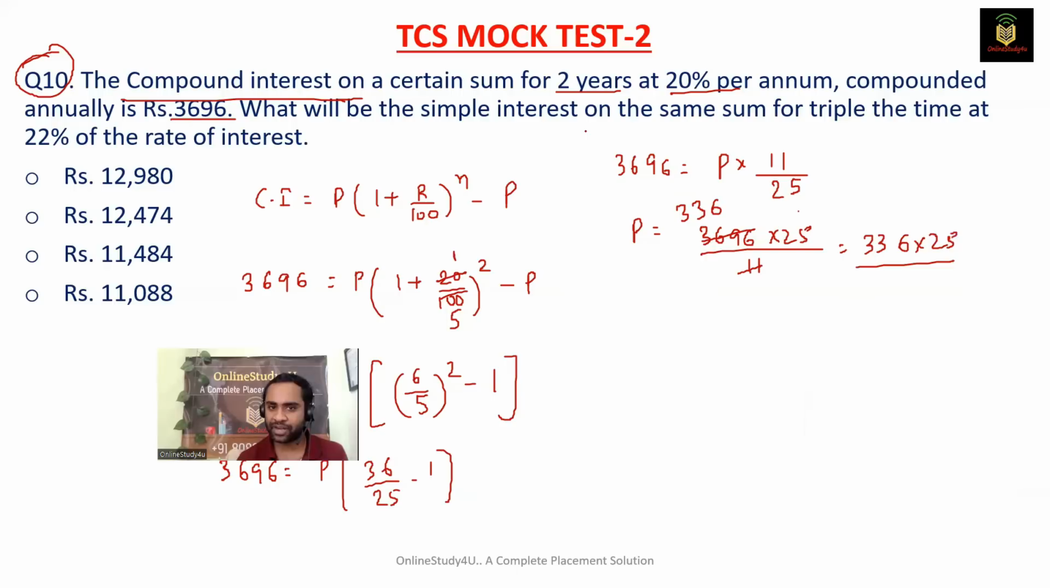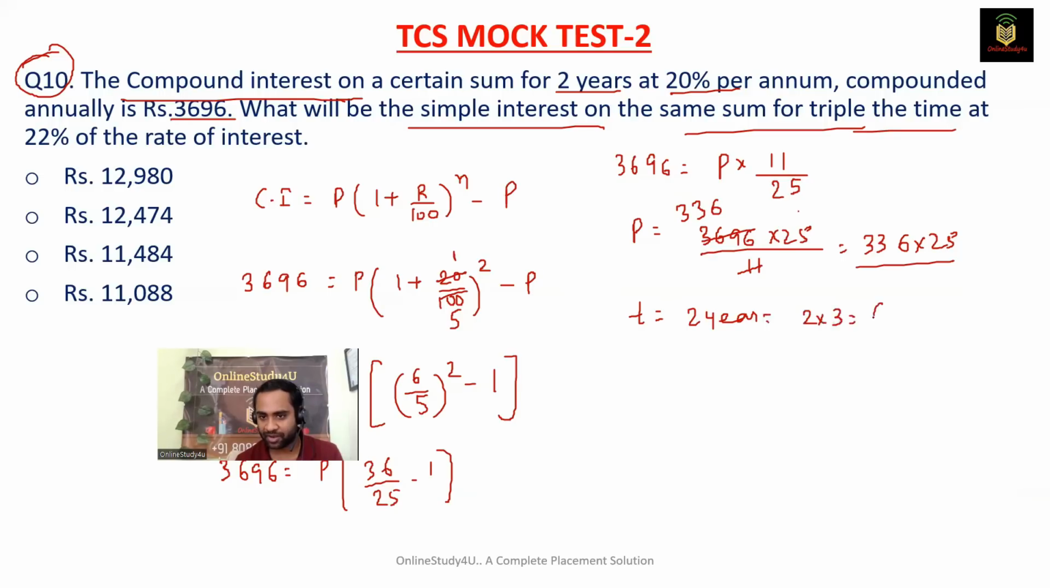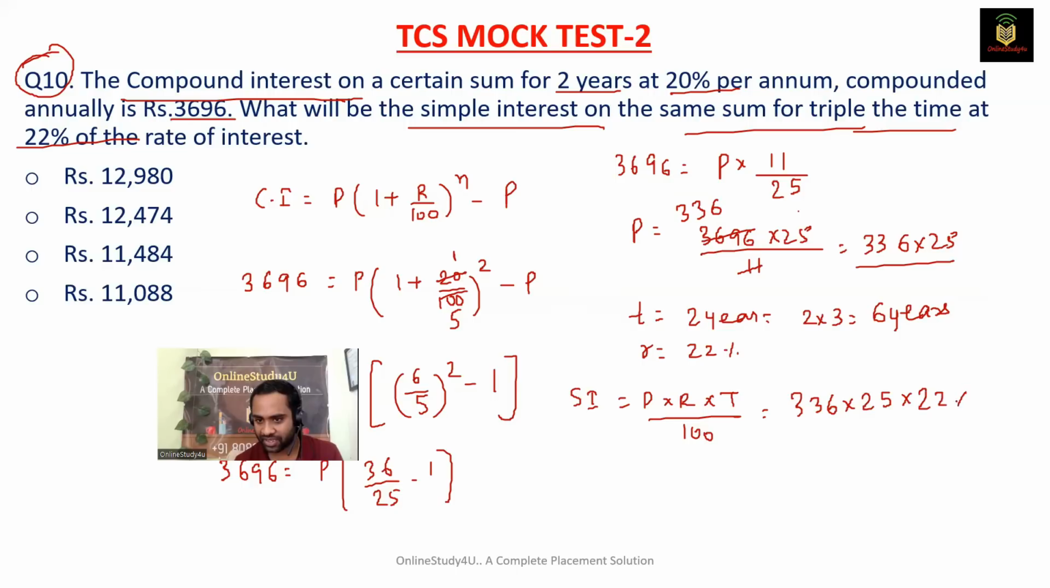Then we need to calculate simple interest on the same sum for triple the time. Time was earlier 2 years, and now it becomes triple the time, which means 6 years. And the rate is 22%. So simple interest will be equal to P into R into T by 100. So principal is 336 into 25, rate is 22%, time is 6 years, divided by 100.